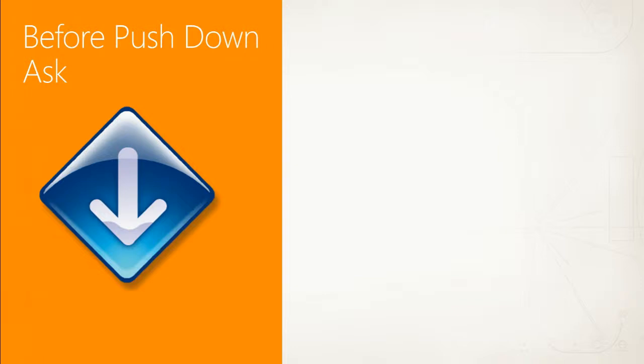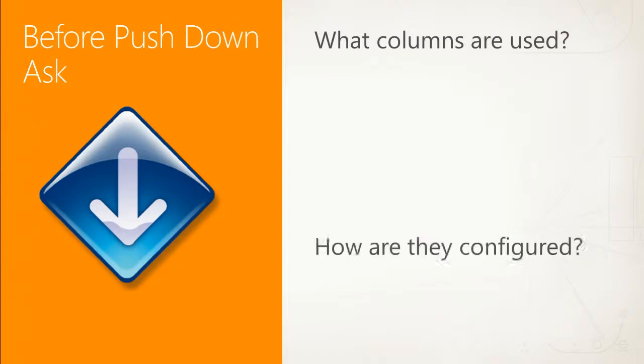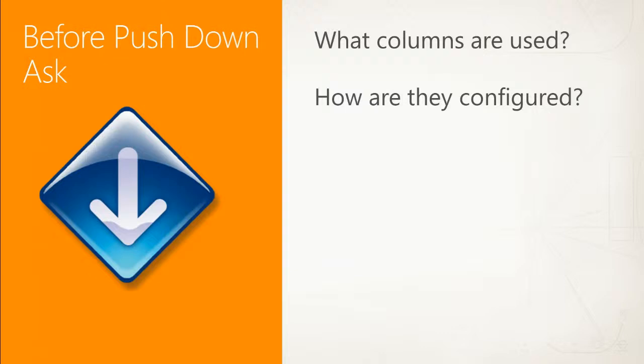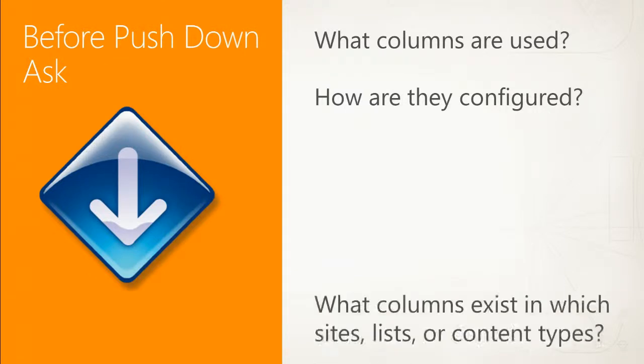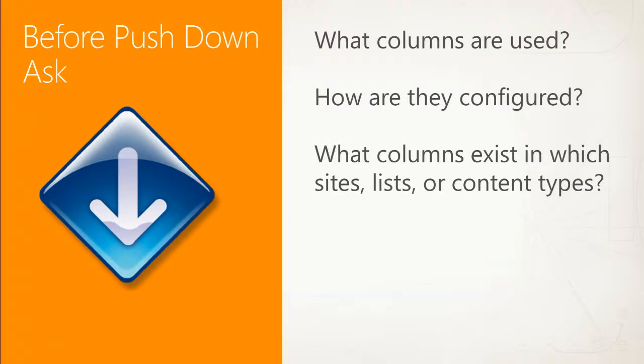So before you're ready to push columns down, and folks understand what I mean by push down? I've got a site column at the site collection level. I want to say publish this and update anything else that's using this column. Before you push that down, you often want to find out what columns are being used. You want to understand how they're configured, so what lists are using that column. You want to think about whether it's being used at the site level or the list level, and which content types contain a reference to that column.